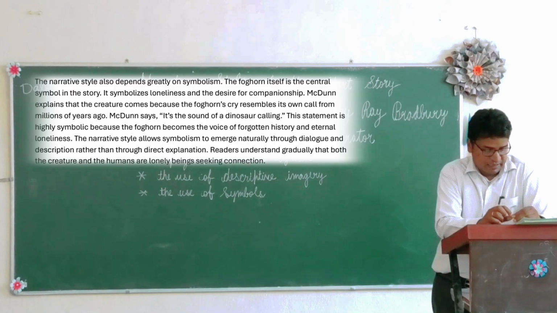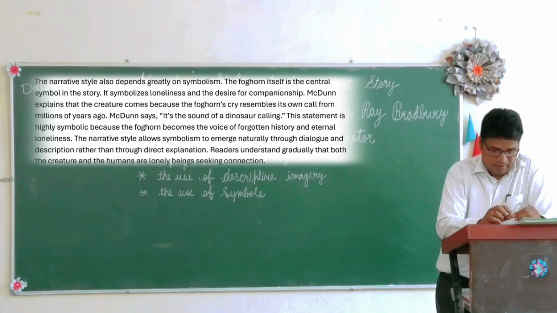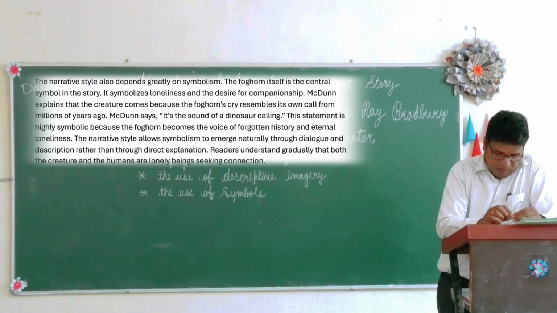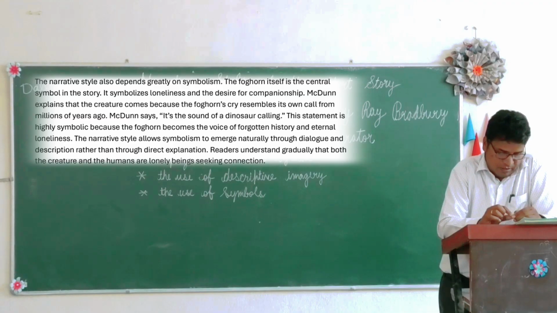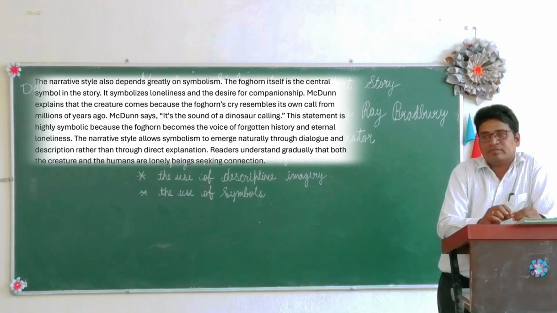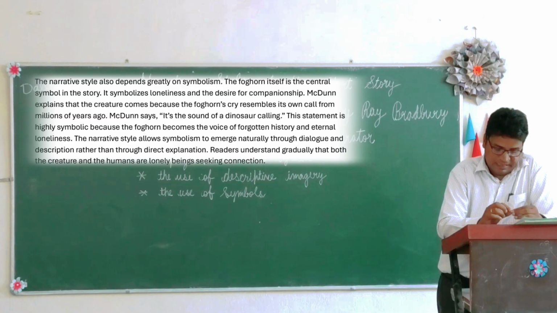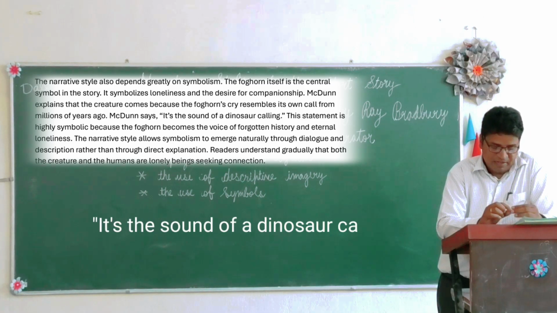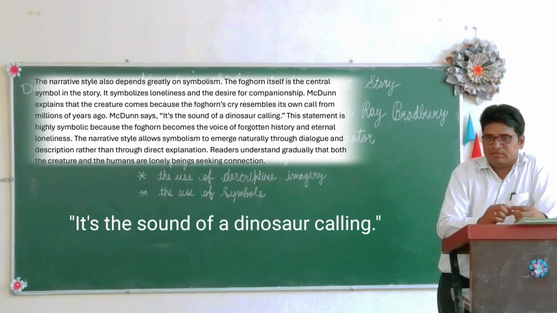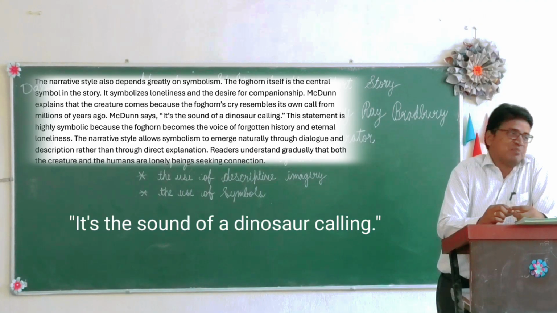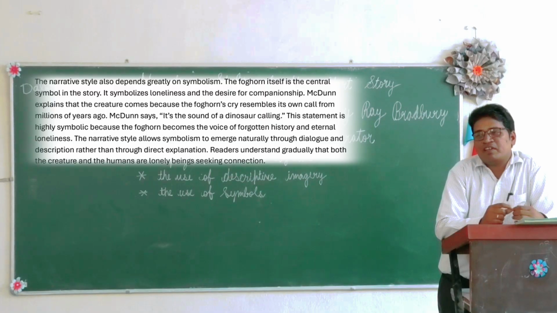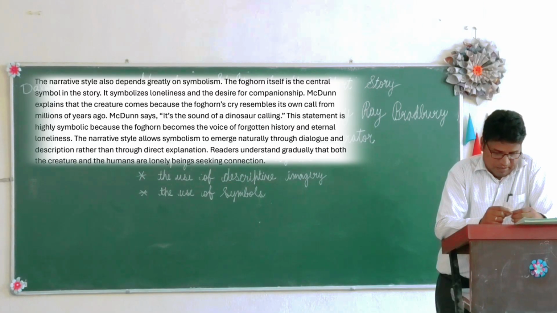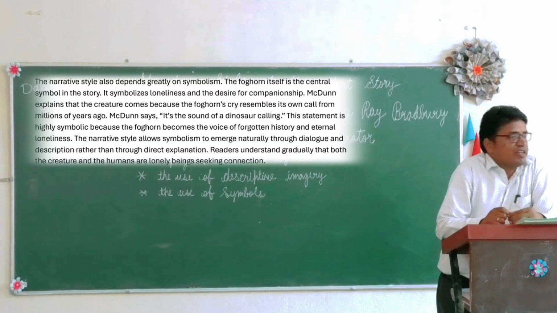McDunn explains that the creature comes because the foghorn's cry resembles its own call from millions of years ago. McDunn explains and says, it's the sound of a dinosaur calling. The term dinosaur itself takes us immediately to ancient time, no? During the prehistoric age. It's the sound of a dinosaur calling.